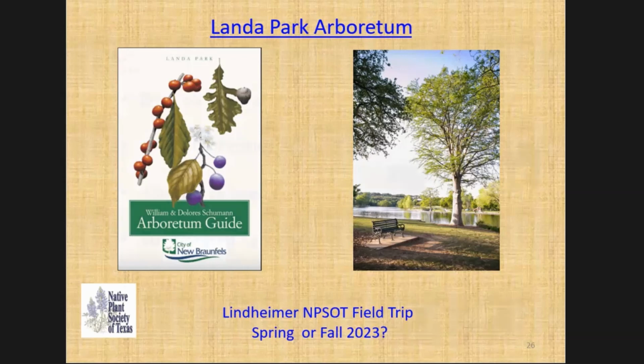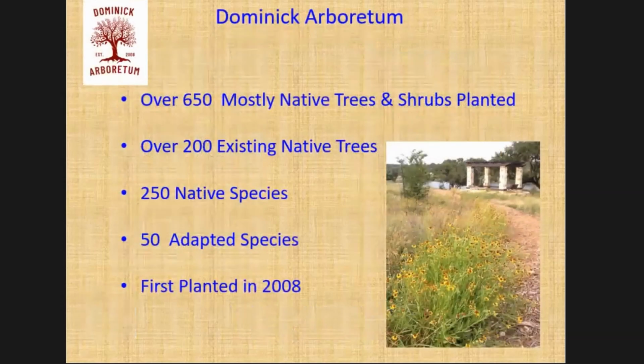Or we could visit the Dominick Arboretum, where we have over 650 trees that we've planted, along with about 400 trees we already had there, of different types. About 200 of those were native trees. So we've got about 250 species of trees and about 50 adapted trees. We first started planting these in 2008.